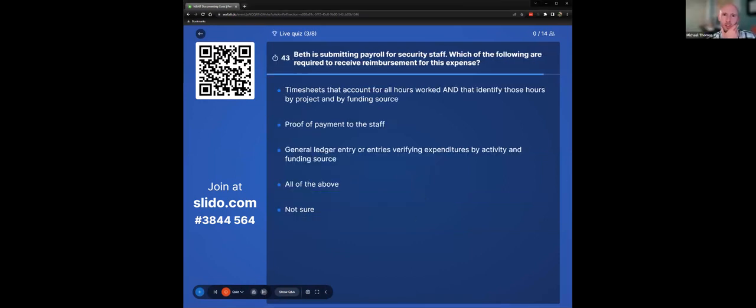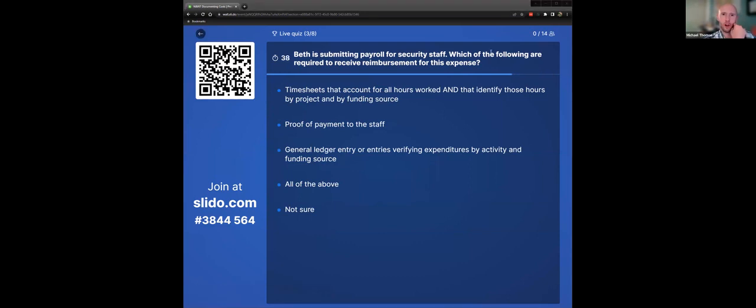I will do it. So 45 seconds. Beth is submitting payroll for security staff. Which of the following are required to receive reimbursement for this expense? Which of the following are required to get reimbursement for payroll for security staff? You've got three things there. Then you've got an all of the above option and a not sure option. What do you think you need? Ten seconds.